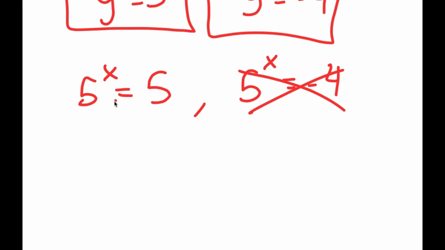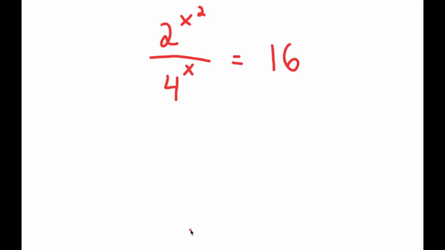what most people do is, for other exponential equations, we would have to take the log and do a bunch of other stuff. But as over here, we could just see 5 to the power of 1 is going to equal 5, because anything to the power of 1 is itself. So this is my solution.